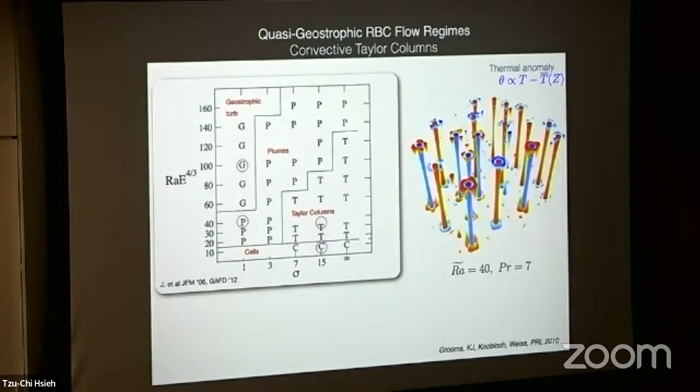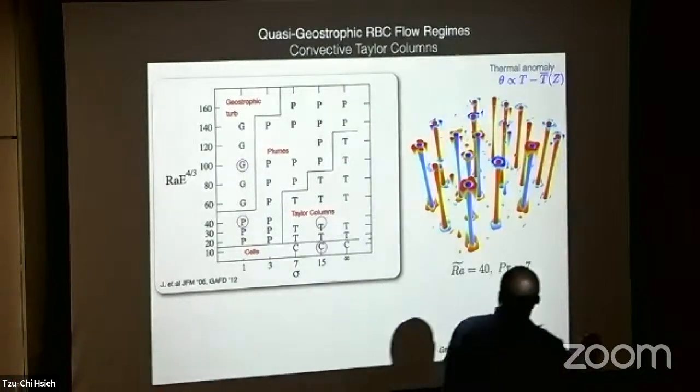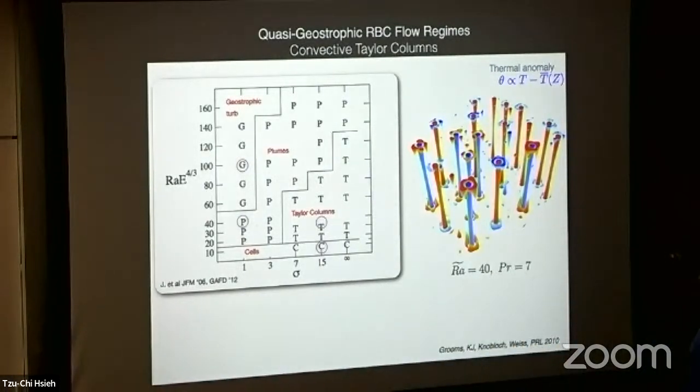So, what is your color scale? Yeah, the color scale. We're looking at the heat anomaly. We're subtracting off the mean temperature profile, so this is not the total temperature. In this scale, blue is cold, colder than its mean, and red is warmer than its mean.